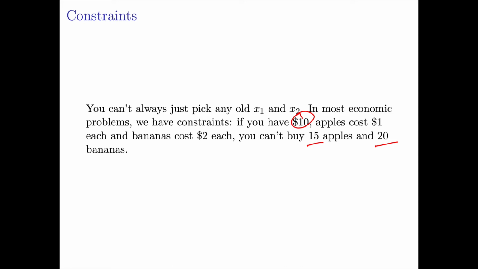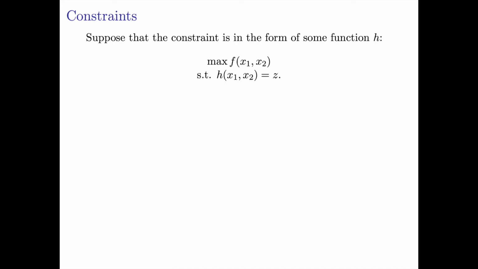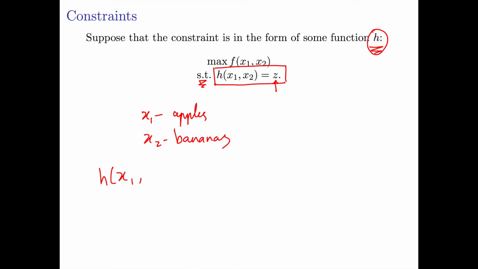So we're going to be interested in the types of maximization problems where you are constrained in what you can choose. Let's suppose that the constraints are in the form of a function h. So you might have a constraint that says you can pick x1 and x2 such that, that's what the ST stands for, their value according to h has to equal some fixed amount z.